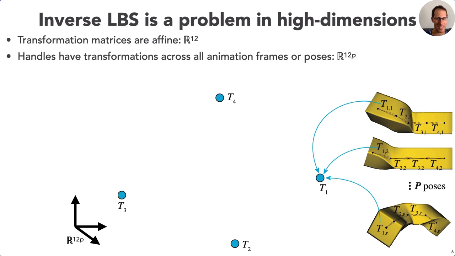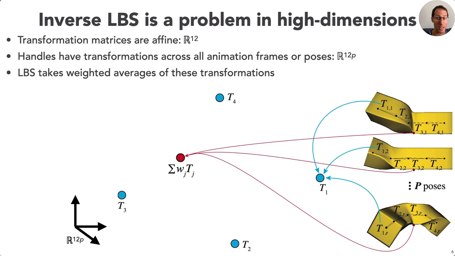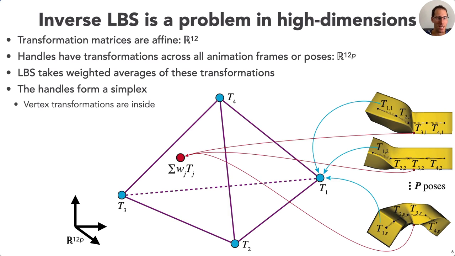And we can see here this simple shape with these handles. Each handle, with all of its transformations across all poses, is a point in high dimensional space. When we do linear blend skinning, we're taking weighted averages of these transformations. Each vertex has different weights for a weighted average, and that also gives us a point in 12p-dimensional space. The handles themselves form a simplex in this space, and the vertex transformations all lie inside of it because they're weighted averages. And the weights for any point inside of the simplex are its barycentric coordinates.